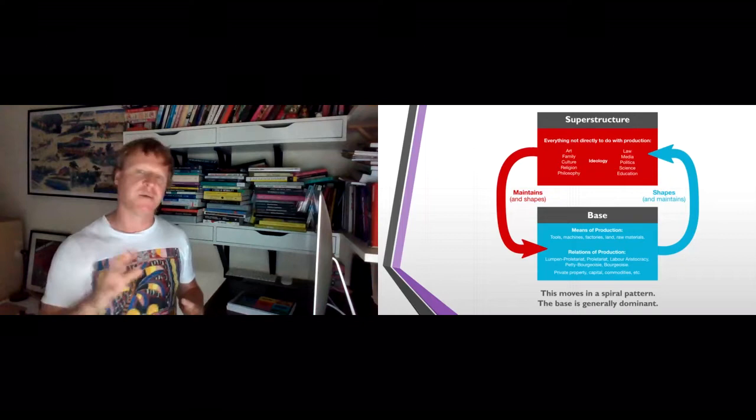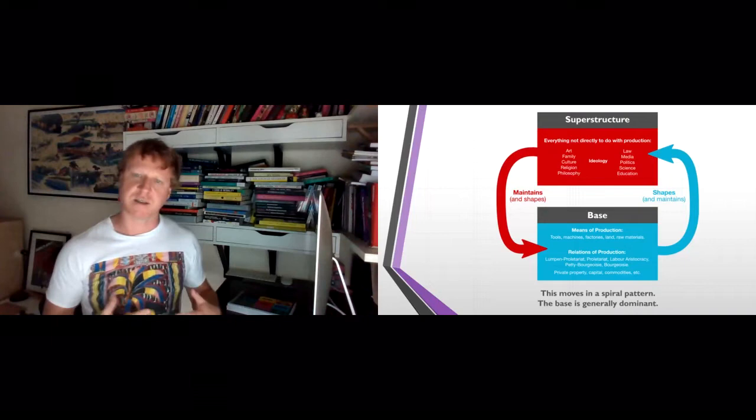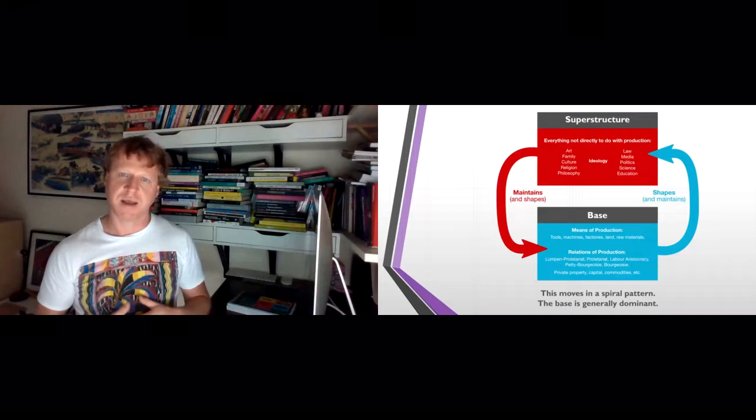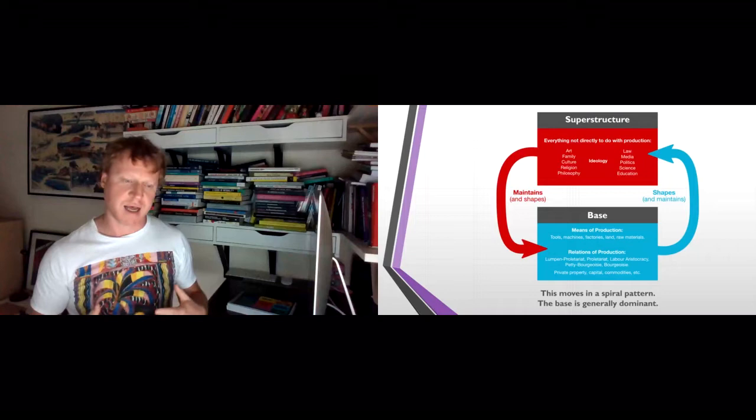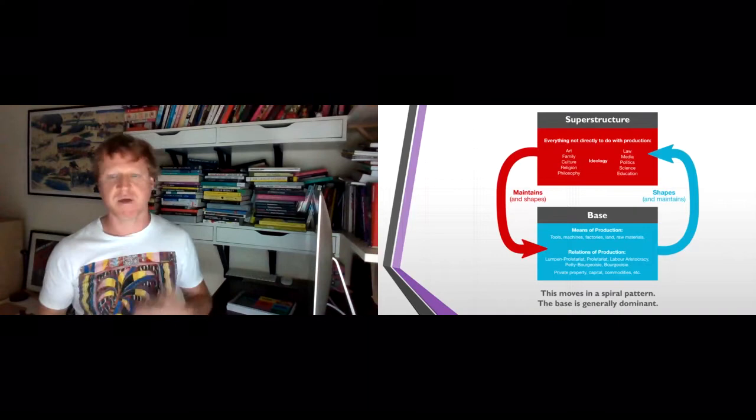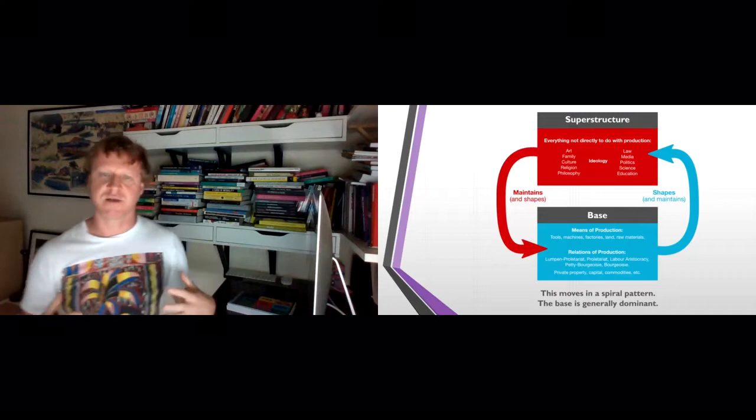The profit-driven motive and the ways to support this exploitative system tend to taint all those other things in the superstructure. This produces an ideology, a way of life, a way of thinking about what's normal, a way of accepting what's happening. And again, that maintains the base. So this is a spiral pattern. For Marx, this is how this unequal, unfair, unjust system perpetuates itself.